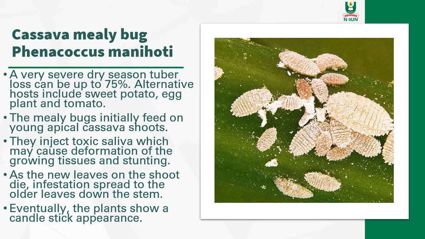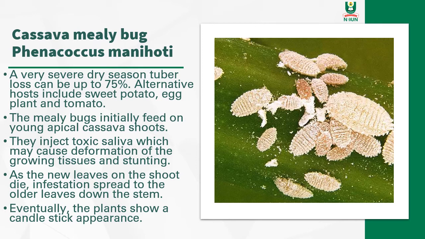Now the next insect pest we'll be talking about is the cassava mealybug. The cassava mealybug is a severe dry season pest, and it causes tuber loss of about 75%. Wow, that is a lot. So the alternative hosts, when you don't see cassava, they go for sweet potatoes, eggplants and tomatoes. So this pest is a very serious pest.